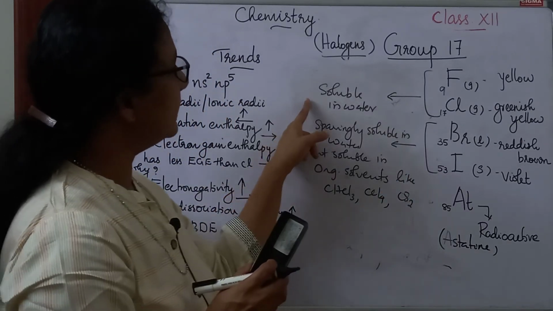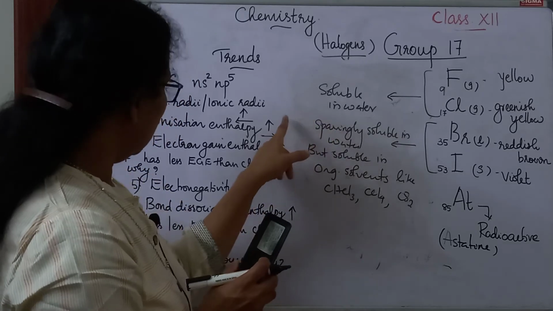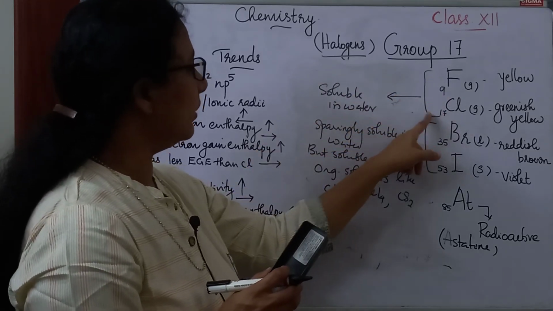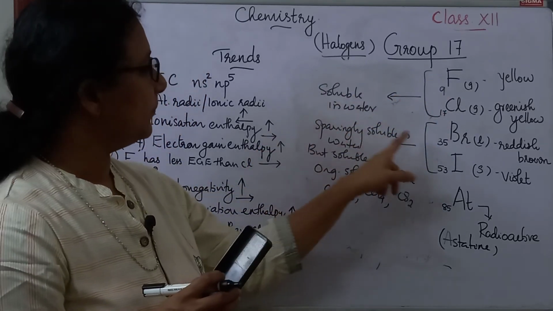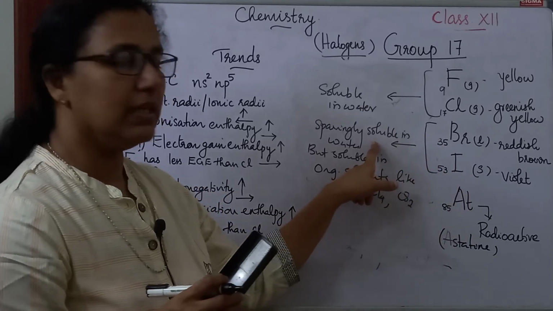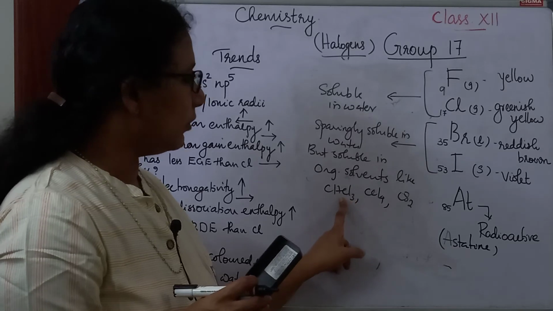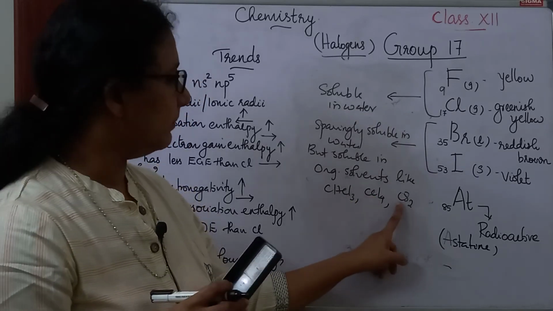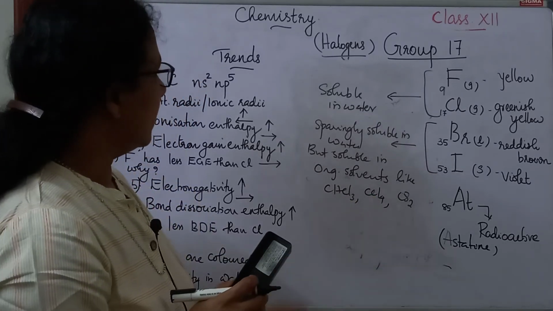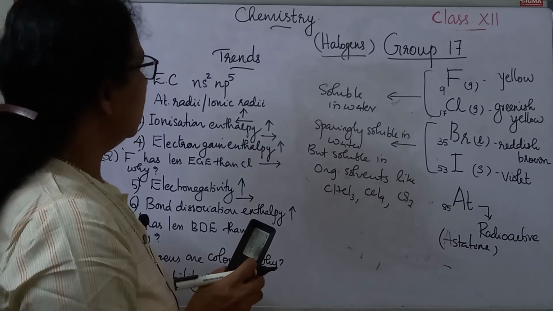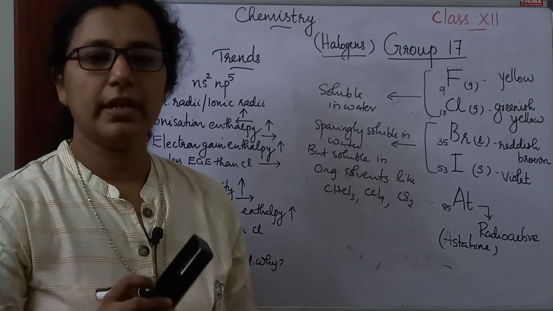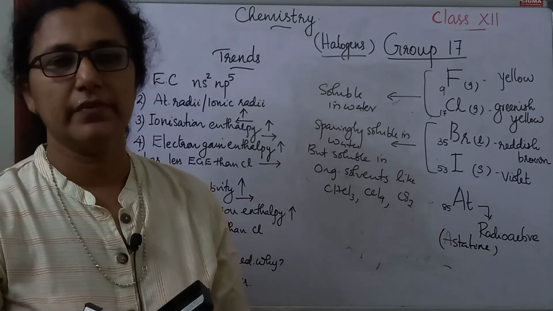So, regarding the solubility in water of halogens, fluorine and chlorine are soluble in water. Bromine and iodine are sparingly soluble in water, but they are soluble in organic solvents like chloroform, carbon tetrachloride, carbon disulfide, etc. So, this is about the first part of the trends of some properties of group 17 elements.